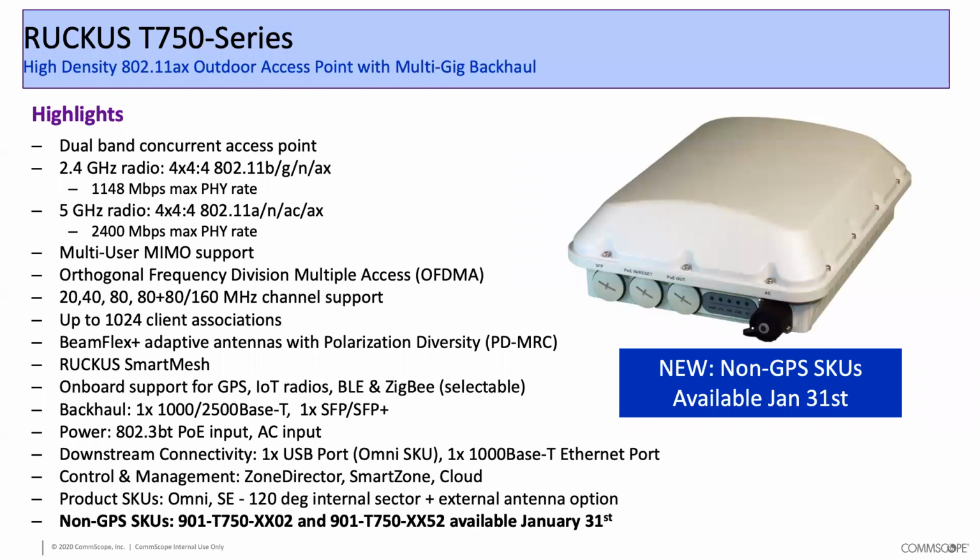So the T750, of course, is a 4x4, 4 spatial stream Wi-Fi 6 AP. And it does have the 2.5 gig Ethernet input as well as the SFP connection. And you can power it either via PoE or the AC power.